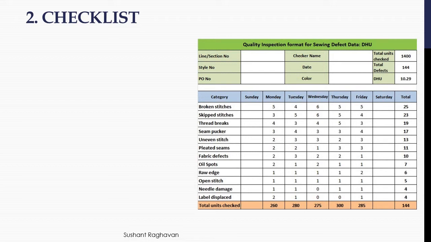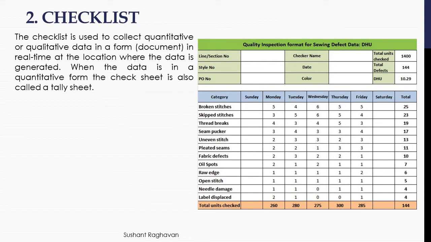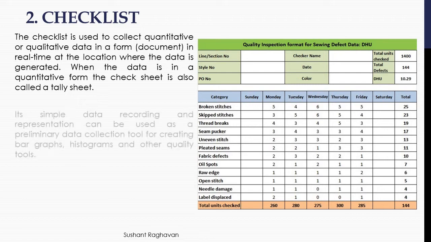For example, the week's total units checked in one sewing line is 1400 pieces and the total defects found 144 pieces. The DHU of that line is 10.3. The checklist is used to collect quantitative and qualitative data in a form document in real time at the location where the data is generated. When the data is in a quantitative form, the check sheet is also called a tally sheet.